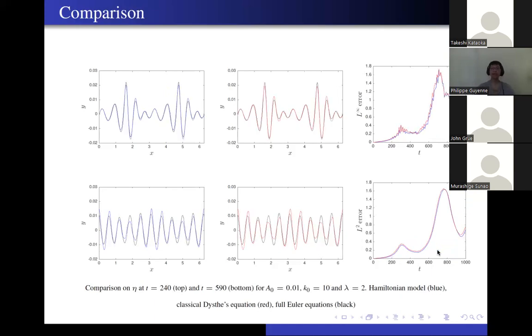And this is for an even stronger initial perturbation. Again, at the time of maximum growth up here, and you can recognize two humps, which is the most unstable mode according to the previous analysis. The two comparisons involving Hamiltonian Dysthe and classical Dysthe are very comparable. These are the corresponding errors. And as you can see, the difference is not much.